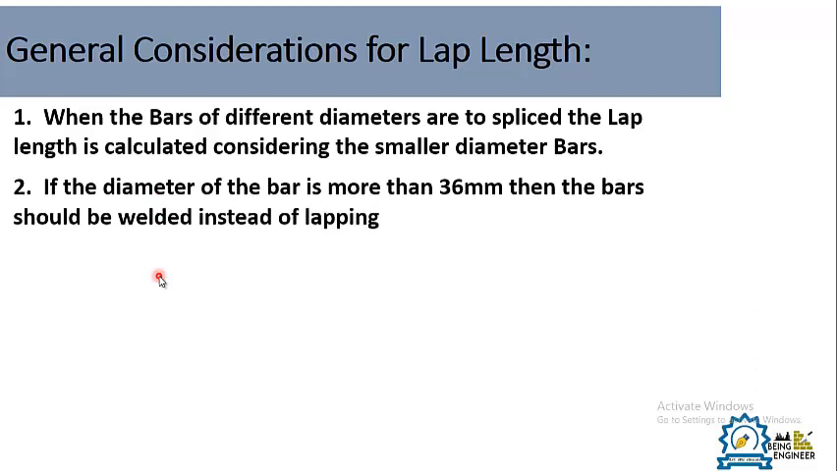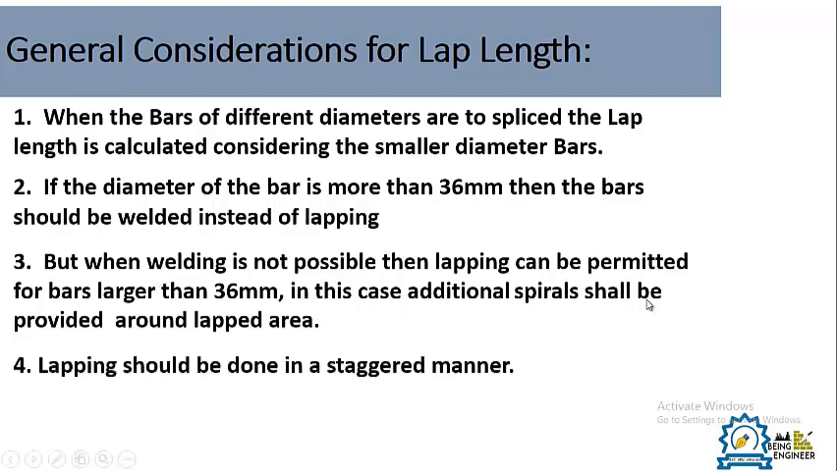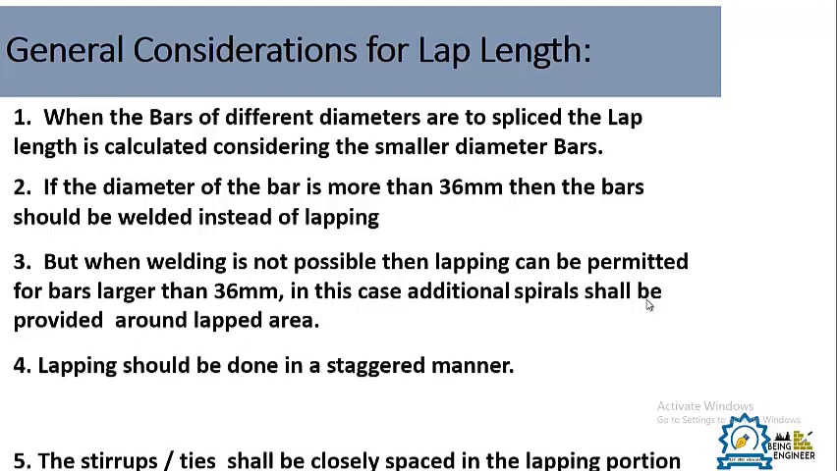If the diameter of a bar is more than 36 millimeters, then the bar should be welded instead of lapping. But when welding is not possible, then lapping can be permitted for bars larger than 36 millimeters. In this case, additional spirals should be provided around the lapped area. Lapping should be done in a staggered manner.